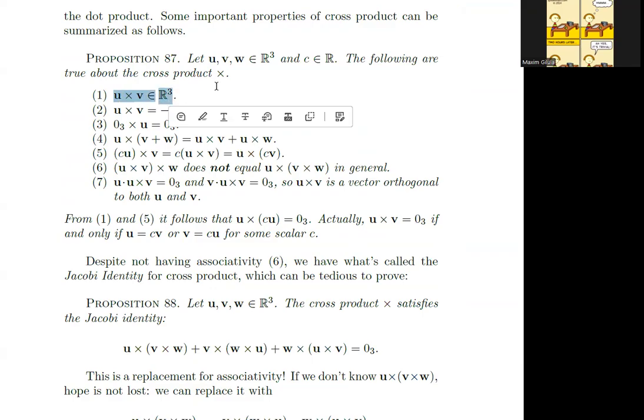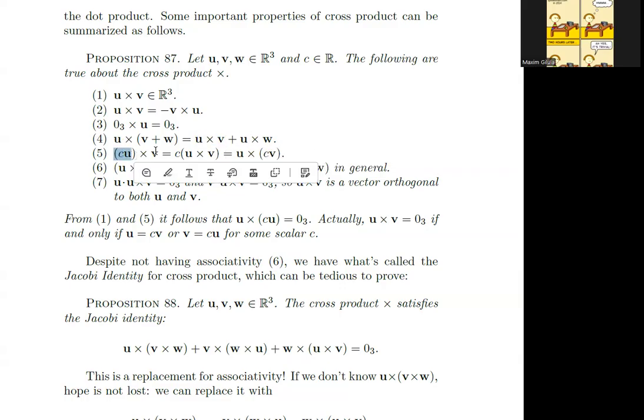So U cross V gives you a vector in R3. You can check with the definition that cross product is anti-commutative, which means U cross V is minus V cross U. So this is interesting. Zero cross anything is zero. So that's a good property. Cross product is also distributive. Just remember to keep U on the same side that it was on. So if it was on the left, keep it on the left. It is also associative with scalars. It is not associative with cross product. U cross V cross W is not U cross V cross W in general, and you could check this by using vectors I, J, and K.